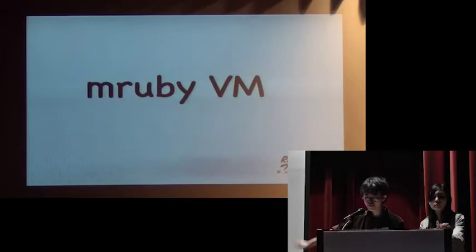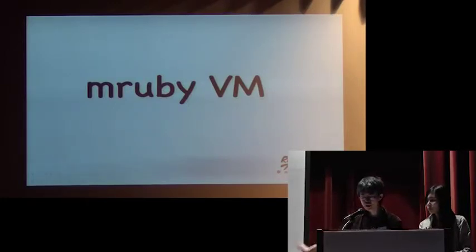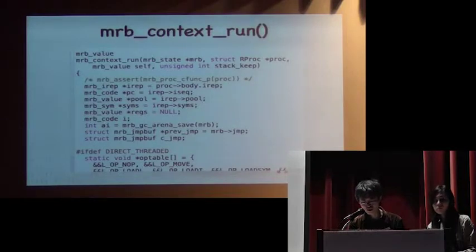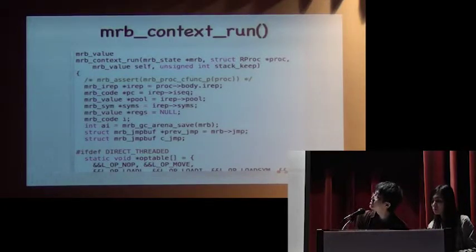And to understand the debugger, I should talk about mruby and the code fetch hook function. The main part of mruby is mrb_context_run. It looks like a case statement within a loop. This is the mrb_context_run source code. The arguments are the mrb_state, the proc pointer, the self object, and the stack index.